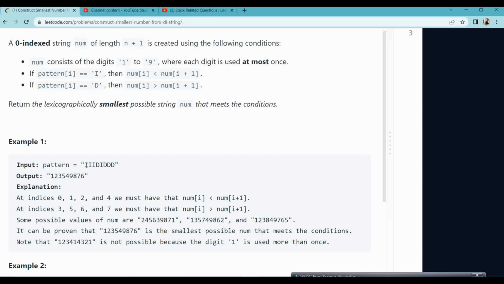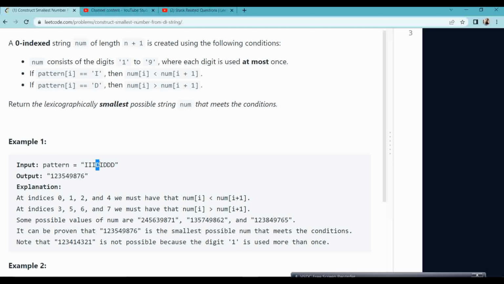So here it is given I, so the first number is smallest and the second number is greater than it. What will be the minimum first character? That will be 1, because the numbers range from 1 to 9. So here 1, now again I, so 2, now I can write 3. Here D comes, so I cannot write 4 because again I is coming.